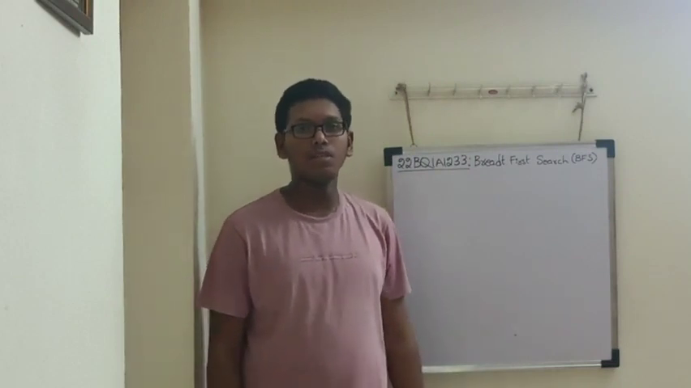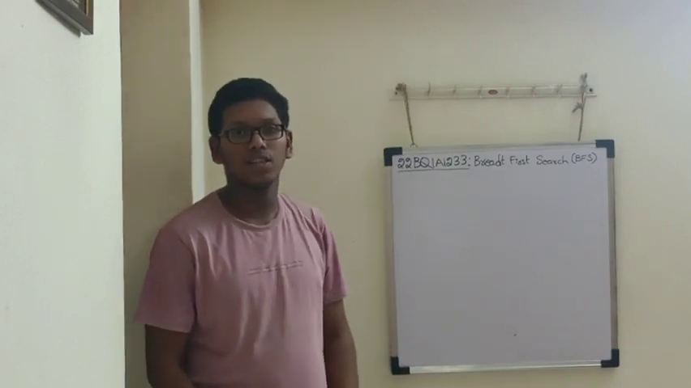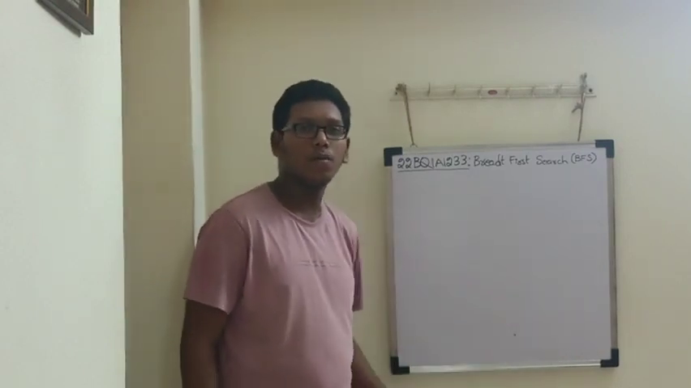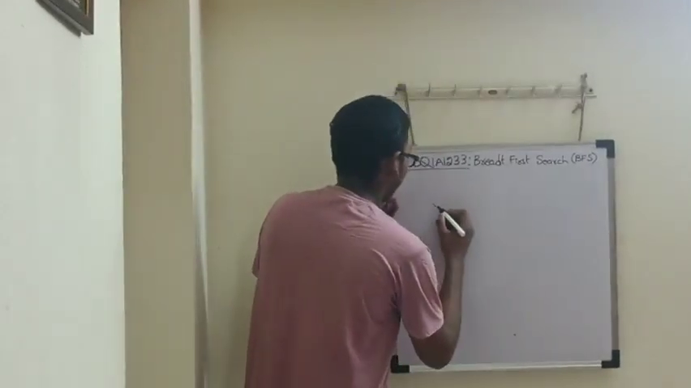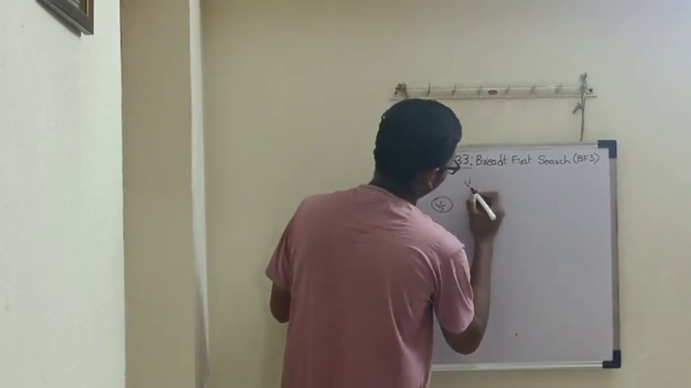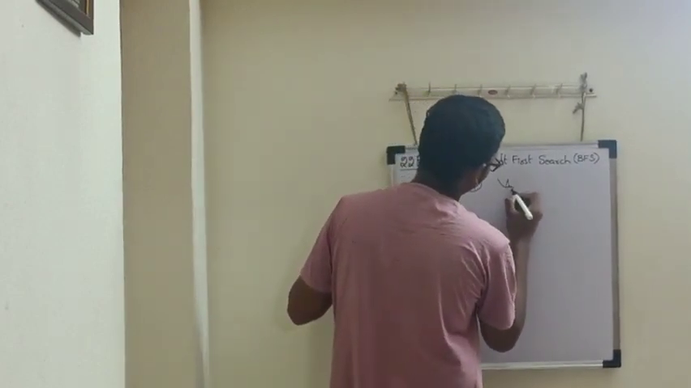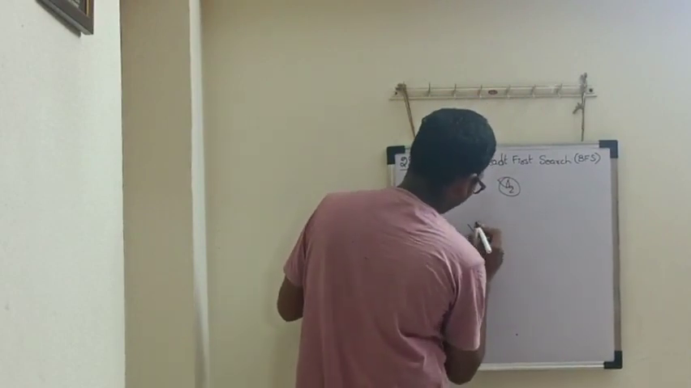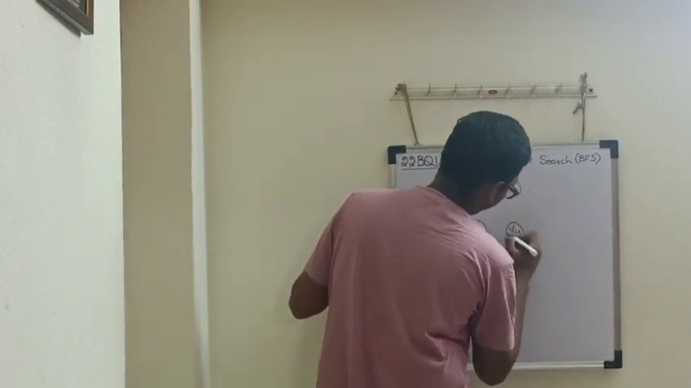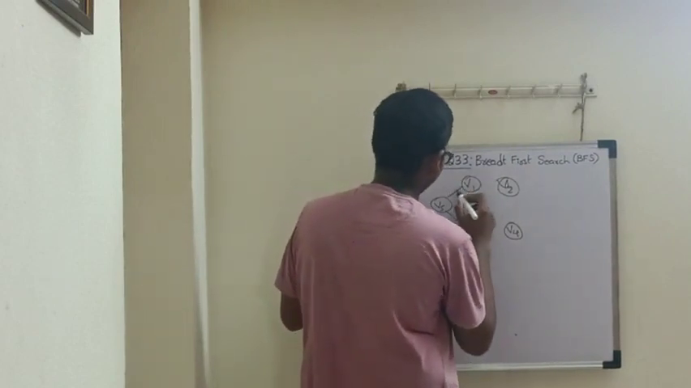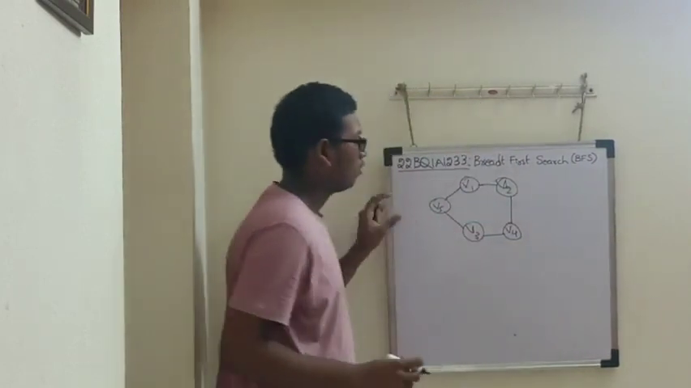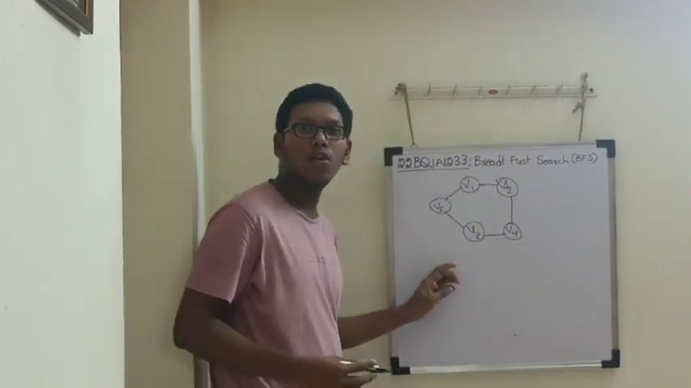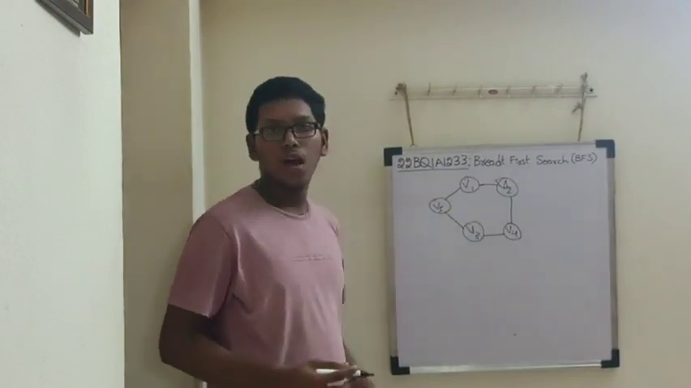22BQ1A1233 and my topic is breadth first search, which is a graph traversal technique and it uses queue data structure, and I am going to explain it with the help of an example. So let us consider a graph with 5 vertices. So let this be the graph that we are going to traverse using the BFS algorithm.